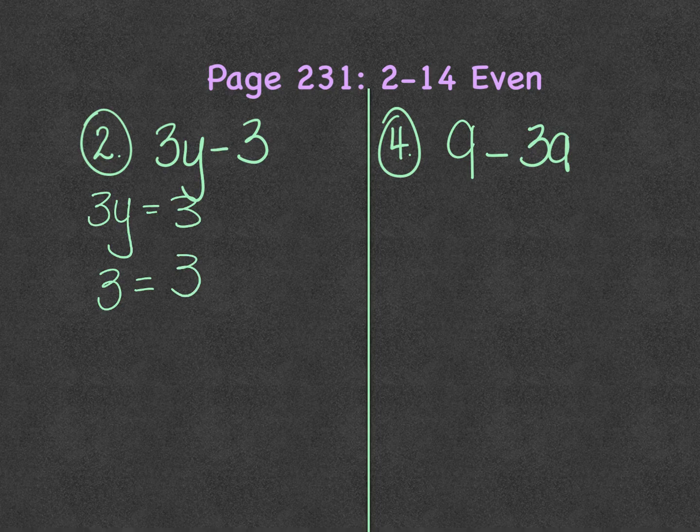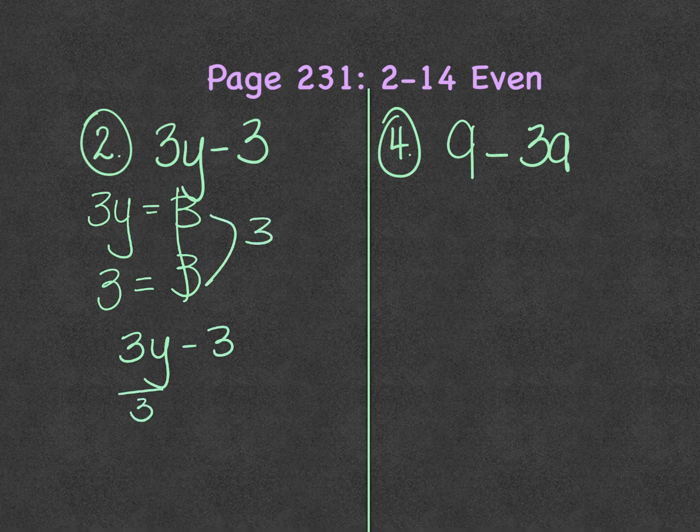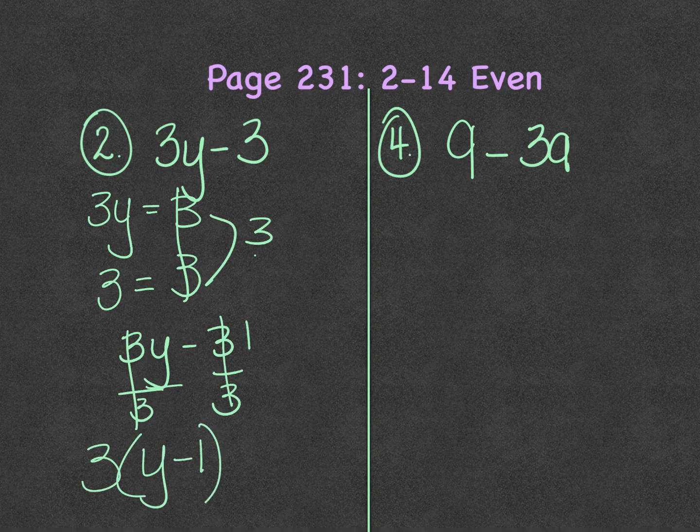So remember, you take that 3, you put it on the outside. No, back up here. You take that 3 and you divide every term by 3. That cancels, and that cancels, which becomes a 1, because 3 divided by 3 is 1. Then you put your 3 on the outside of the parentheses, and then you put your factored answer on the inside. So your answer should be 3 times y minus 1.